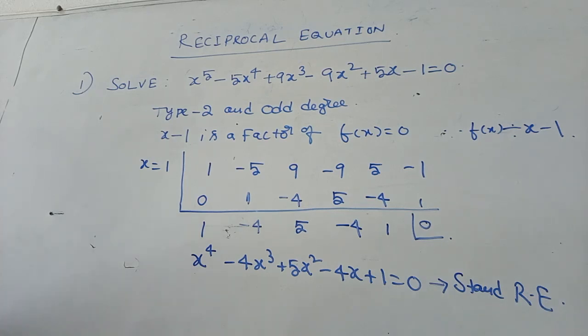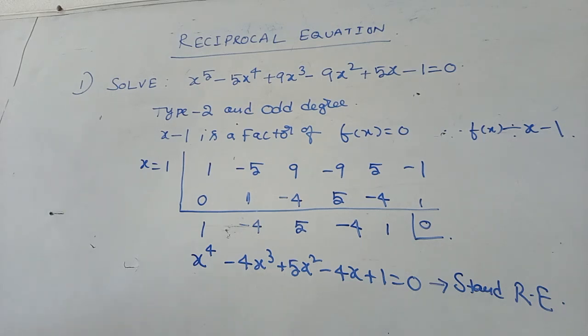Totally 4 categories. One is type 1 and another one type 2. In type 1, even degree and odd degree. In type 2, even degree and odd degree. And type 1 even degree is called standard reciprocal equation, and we know that we solved it by dividing throughout by x square. We will divide it and we will get that problem.